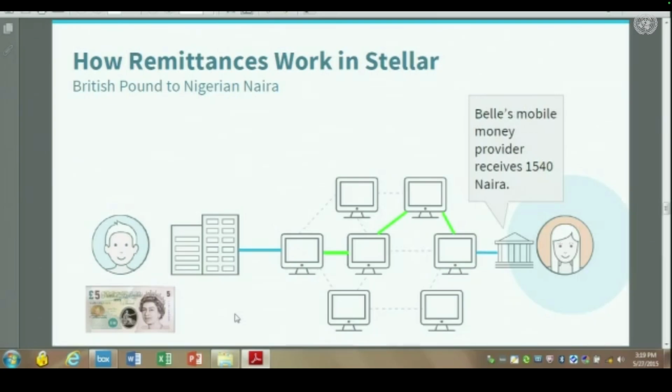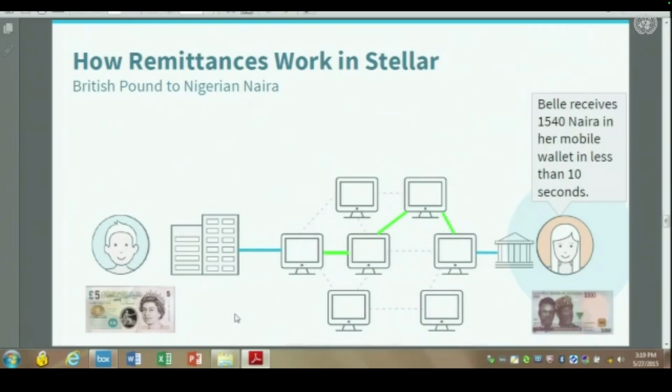From here, the £5 is converted into roughly 1,540 naira, which would be the market rate, and Belle's mobile money provider could receive that and then send it to her digital wallet in 10 seconds or less. So what Stellar does is it effectively moves £5 to naira across border, across currency in less than 10 seconds.